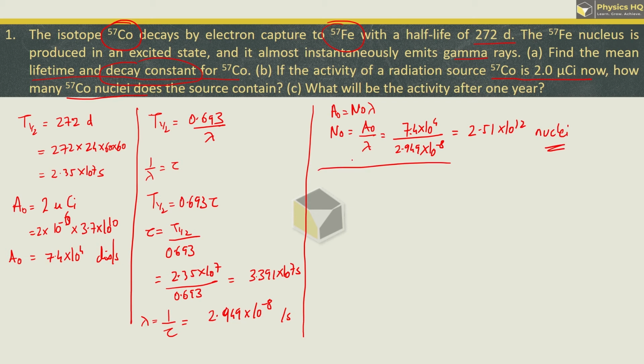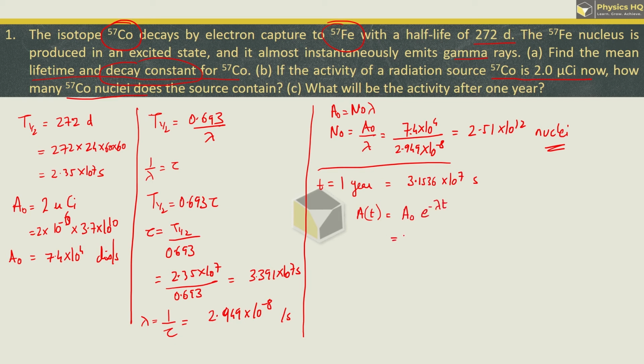In the third part, they are asking what will be the activity after 1 year. Now we all know that the time over here they are asking is 1 year. So 1 year can be converted into seconds. We have done this before also. It comes out to be 3.1536 into 10 raised to 7 seconds. So we will use this formula. Activity at time t, which is 1 year over here, is equal to activity at t equal to 0, e raised to minus lambda t.